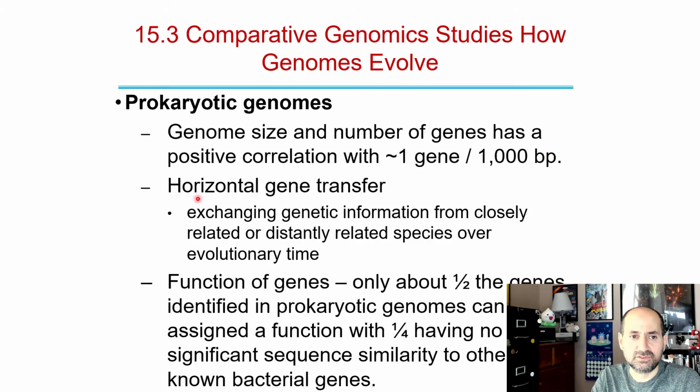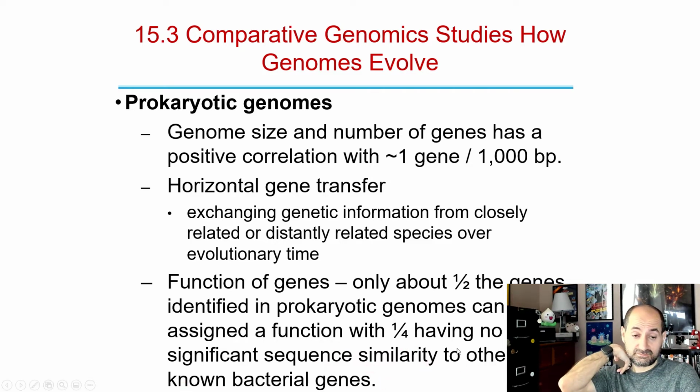Okay, and remember, there's horizontal gene transfer. There's no sexual reproduction. There's only horizontal gene transfer. Remember, genetic exchange of genetic information with that sex pilus we talked about through conjugation. Okay, and then the function of genes. Only about half of the genes identified in prokaryotic genomes has been assigned a function. So we still don't even know what half of the genes of a prokaryote do, right? Isn't that interesting? And a quarter having no significant sequence similarity to other known bacterial genes.